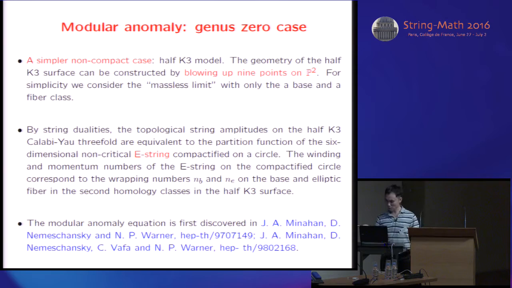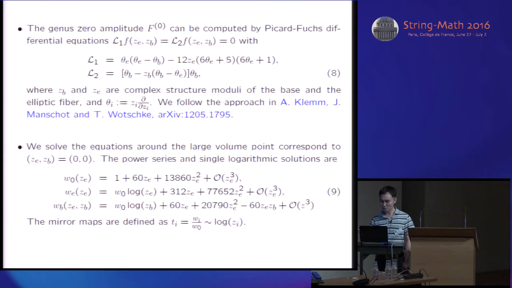In this case, the modular anomaly equation was first discovered by Minahan et al. in 1997. Here the genus zero amplitude can be computed; it is well known in mirror symmetry that you can compute it by the Picard-Fuchs differential equation. So here are the two equations. Now you can solve these equations around the so-called large volume point corresponding to zero, and you find a power series solution and a single logarithmic solution.